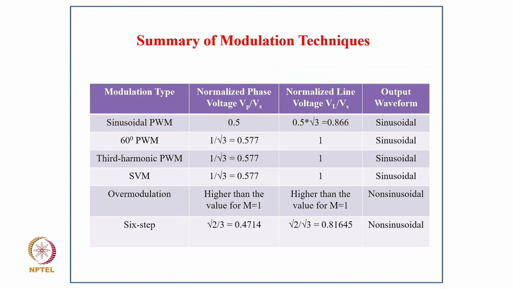So coming to the summary of the modulation techniques, like sinusoidal modulation, the normalized phase voltage is 0.5, the normalized line voltage is 0.866, and sinusoidal, and typically 60 degree PWM. Then third harmonic injection, space vector modulation, overmodulation, and six-step. So in all cases, the phase voltage as well as the normalized line voltage and the output waveform are given.